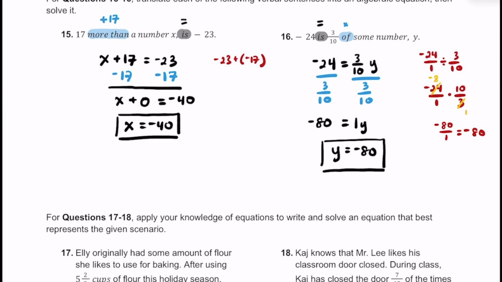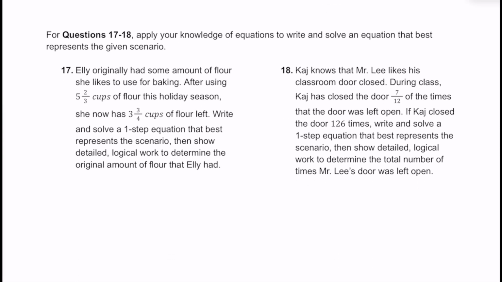All right, here is another type of problem. So here we have some word problems. For number 17, we know Ellie is going to be baking. She originally had some amount of flour, so that's going to have some unknown. And then she's going to use it for baking. So she's going to be using some of the flour, so we'll be taking away some flour, and she's going to have some left over. So that's going to be what it's equal to.